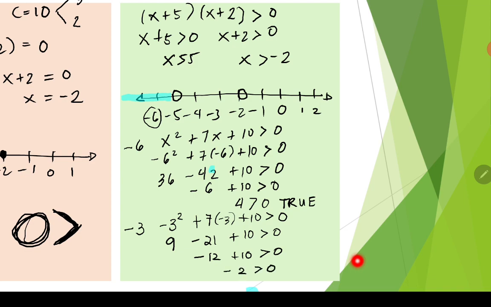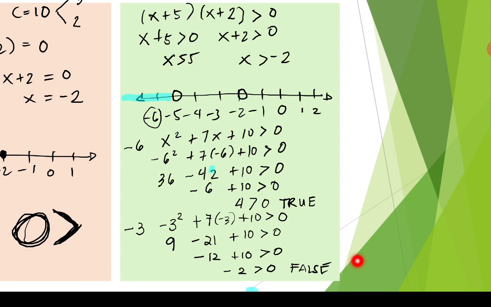Okay, saan nakaharap yung bibig ng symbol? Sa negative 2. So, ano ba ang mas malaki, negative 2 or 0? Diba 0? Okay, so this is false. So, ibig sabihin, lahat ng numbers na nandyan sa gitna ay hindi pwedeng maging value ng x.